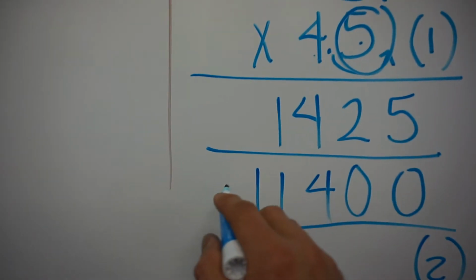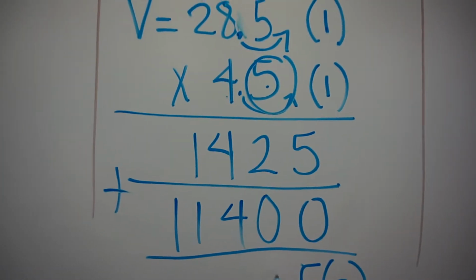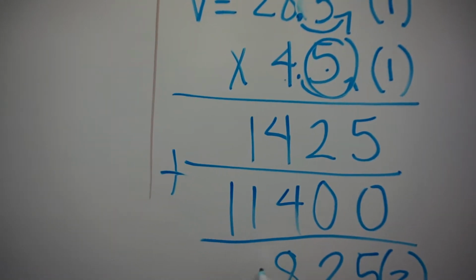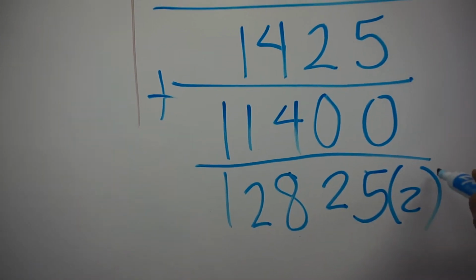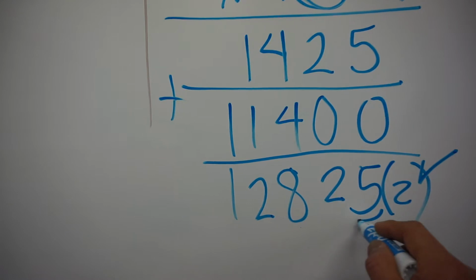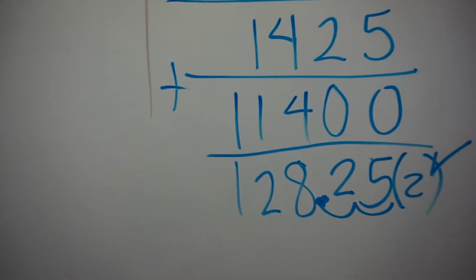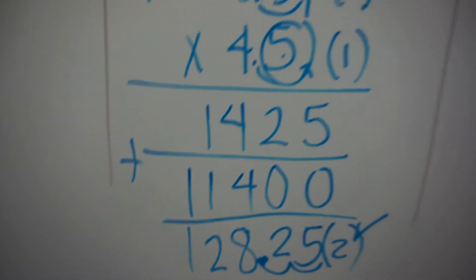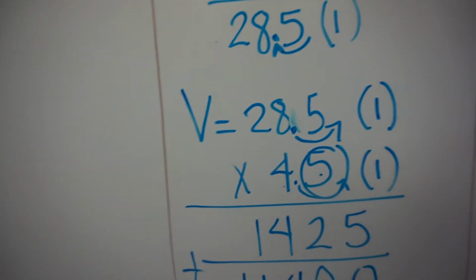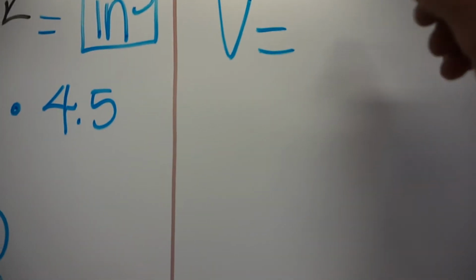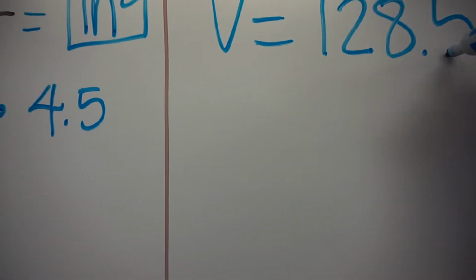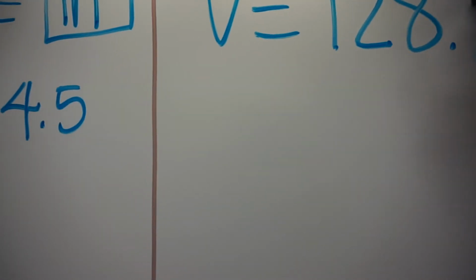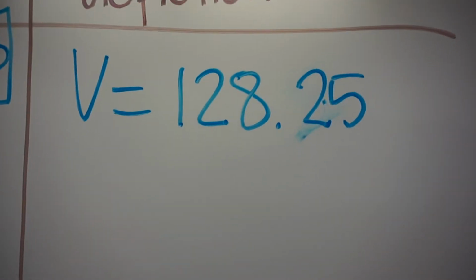Now we're going to add up this total. And we say 5, 2, 8, 2, and 1. Now, because this answer has to have two decimals, we're going to go 1, 2. So there's your answer, my friends. So when you write volume here, let me write it on this column because I don't have any more room on the bottom. So the volume equals 128 and 25 hundredths. So that is the volume.